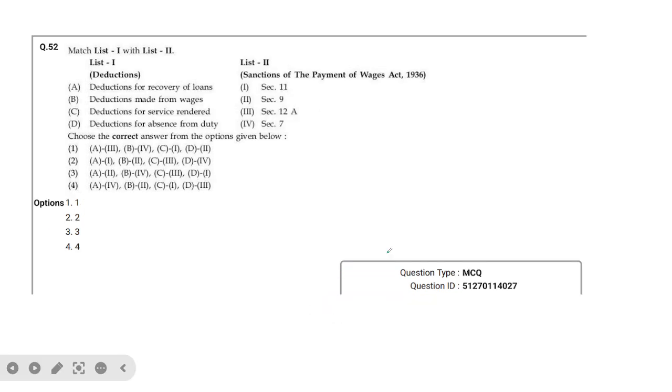Next, question 52 is: match the list 1 with list 2, deductions and their sanctions of the Payment of Wages Act 1936. Deduction for recovery of loans, deductions made from wages, deductions for services rendered, deductions for absence from duty.